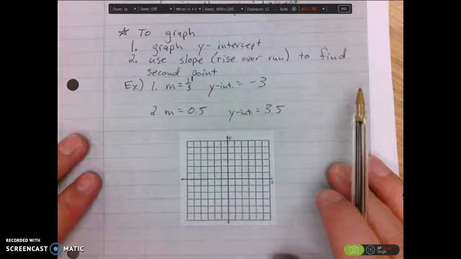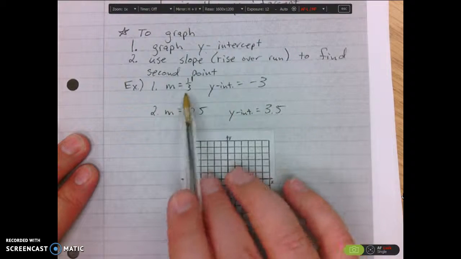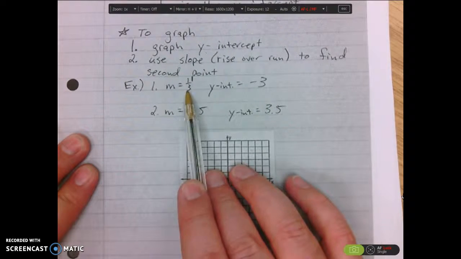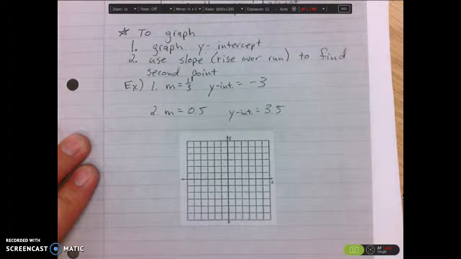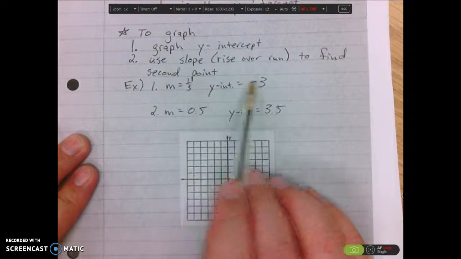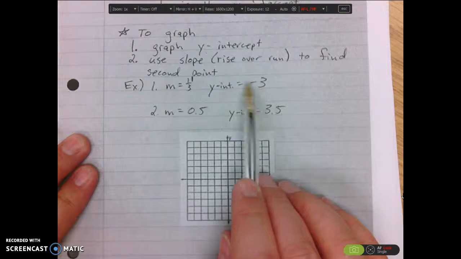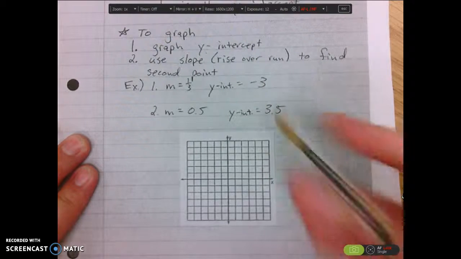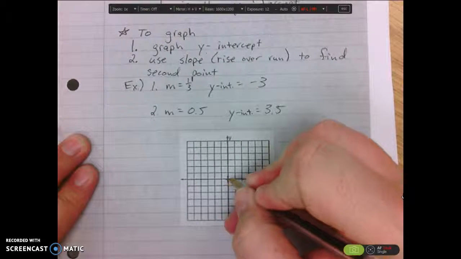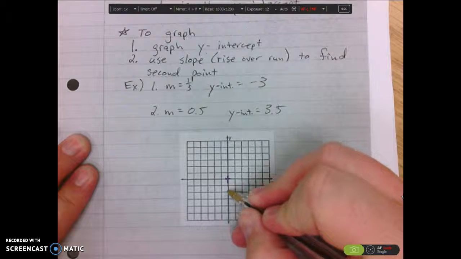So for instance, for these first two, I went ahead and wrote down their slope and the y-intercept. It's not actually in the equation, but you should be able to get that information from the equation as well. If the slope is 1/3 and the y-intercept is -3, again, the first step is to graph the y-intercept, which is -3. I always like to make a little extra line here so you know where the origin is, and -3 on the y would be right there.